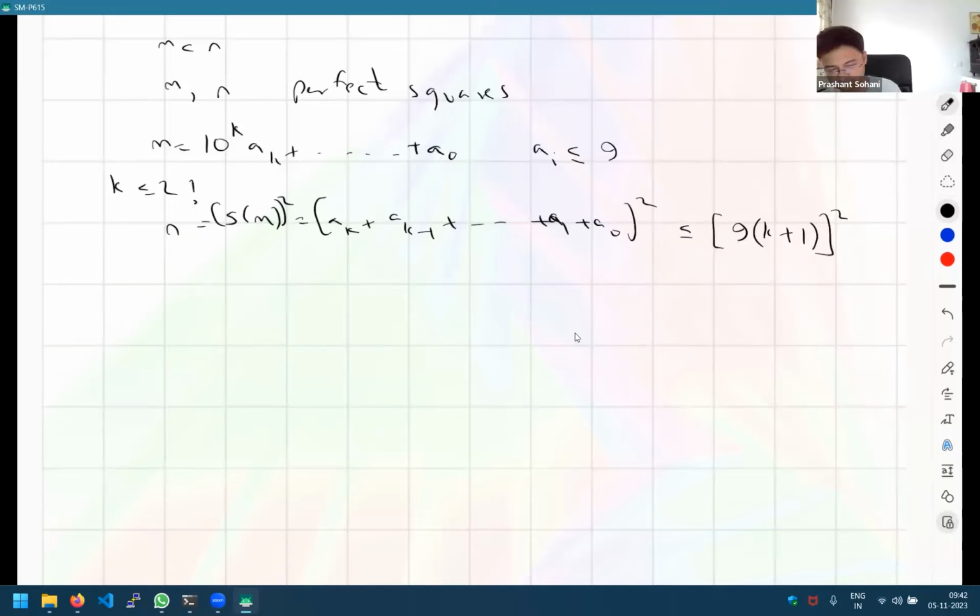Correct. And since N is greater than M, we can write M as M is less than 81 times (k plus 1) squared. Correct. And can we find a lower bound on M to equate this to?